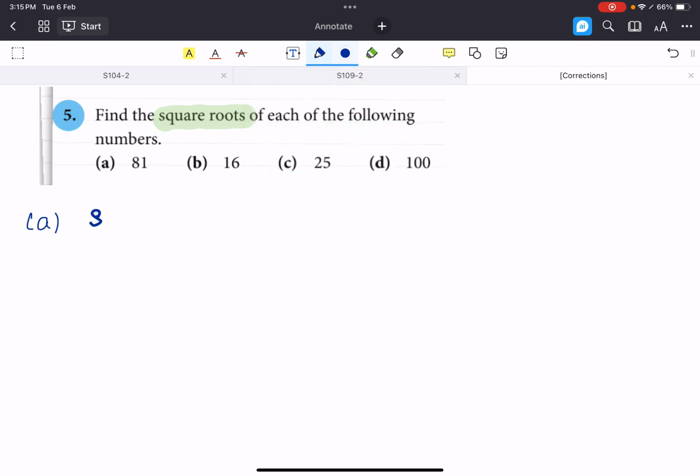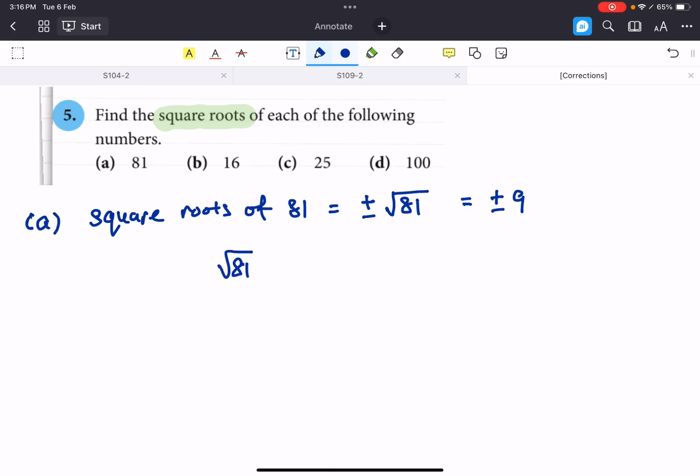So we should write down the solution this way: the square roots of 81. The square roots of 81 are both the positive and the negative of the square root of 81. The square root sign itself gives us only the positive root. You have to have both the positive and negative, which will give us positive 9 or negative 9. That is how you present your answers. If you just write this, that is just the positive root without the negative root.